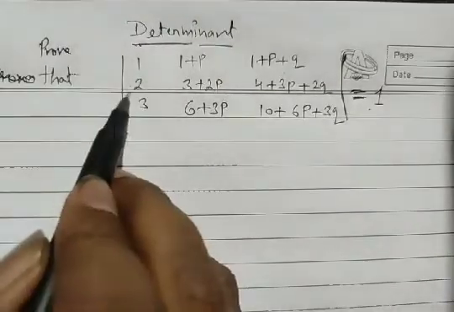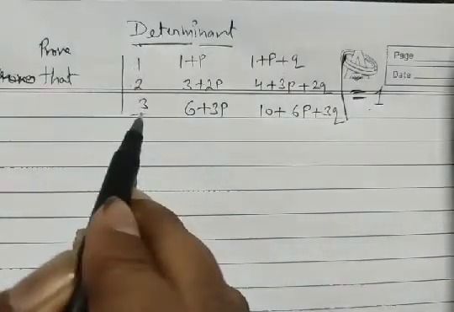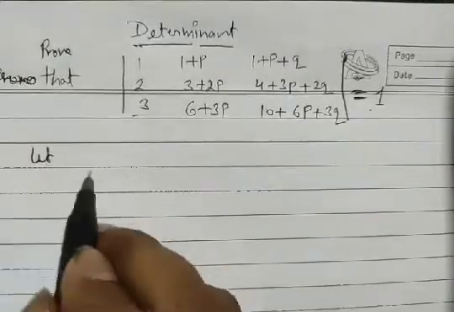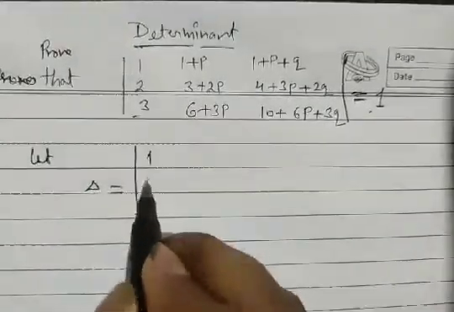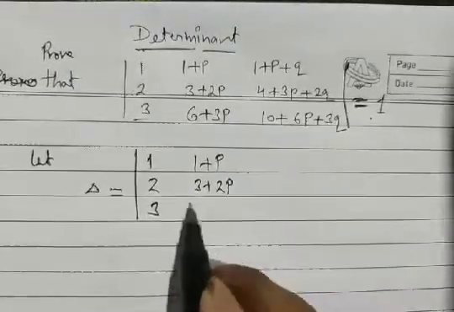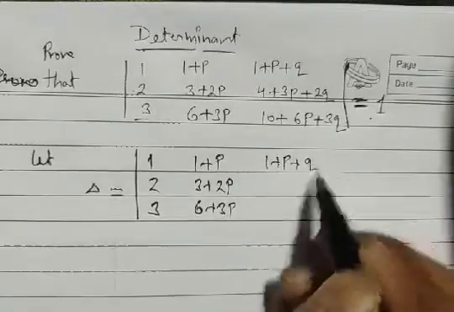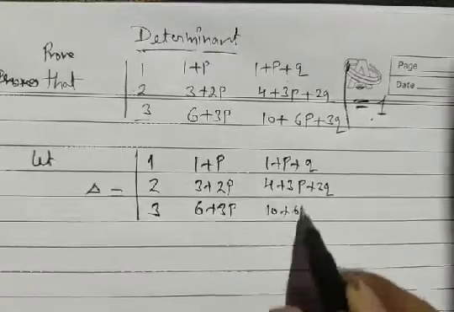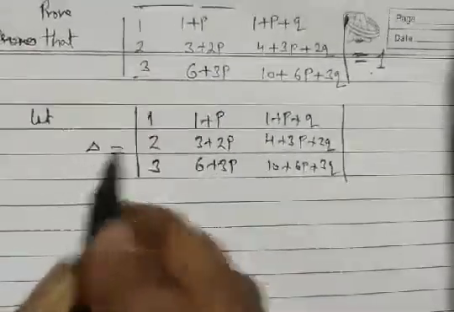Then we have 2 here, we can make R2 zero here, and 3 minus 3, we can make it 0 there. Then our operation is like that. Suppose its value is del. First of all, write down the question: 1, 2, 3; 1 plus p, 3 plus 2p, 6 plus 3p; 1 plus p plus q, 4 plus 3p plus 2q, 10 plus 6p plus 3q. We write it with its value as del.